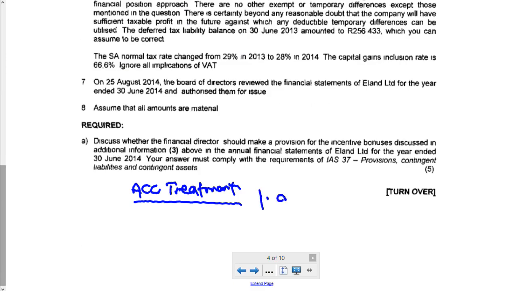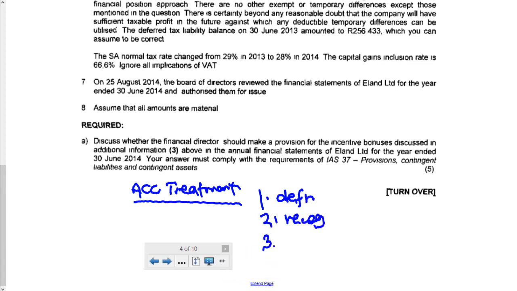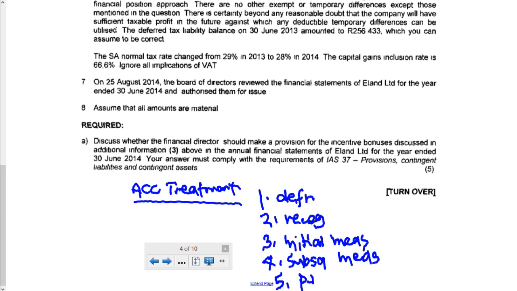Step 1, definition. Step 2, recognition. Step 3, initial measurement. Step 4, subsequent measurement. And step 5, presentation and disclosure. This question is asking you to discuss whether the FD should make a provision for incentive bonuses.